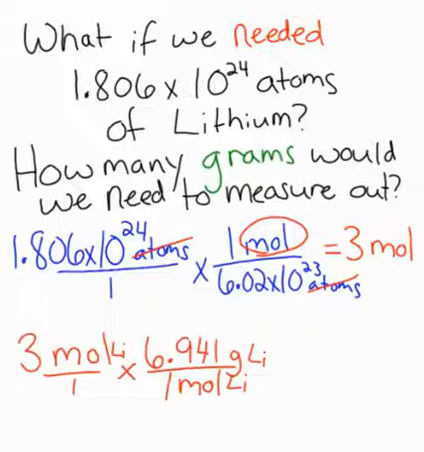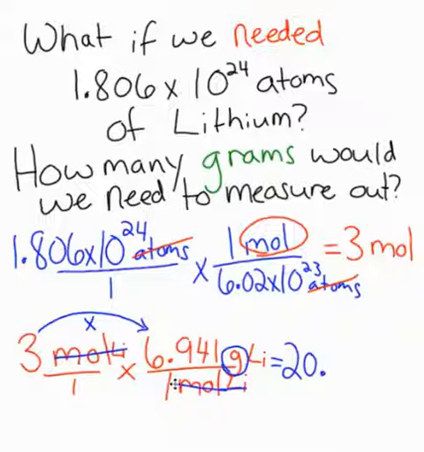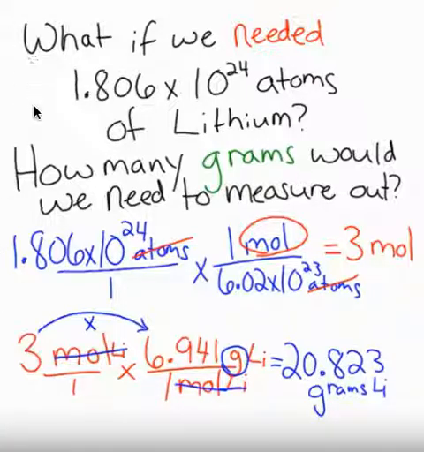Let me switch colors real quick. Crossing out moles. And since they're both on top, we're going to multiply them across. Grams is going to be our ending unit. That is equal to, you can take a moment with your calculator and try it. Otherwise, just look here. We've got 20.823 grams of lithium. That's how many grams we'll have to measure out to get 1.806 times 10 to the 24th atoms.